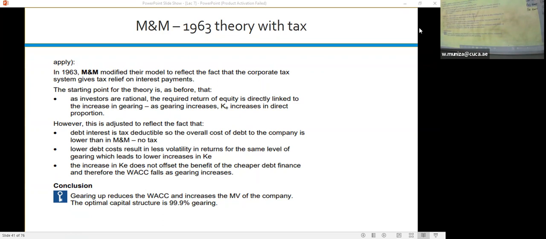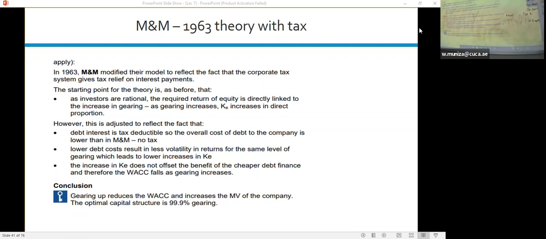Lower debt cost results in less volatility in returns for the same level of gearing, which leads to lower increases in cost of equity. The increase in cost of equity does not offset the benefit of the cheaper debt finance. In the previous theory, they said that the benefit of using more and more gearing is going to be equal to the higher cost of equity, because with more gearing, the cost of equity is going to increase. So that is offsetting each other. But when we include taxation, the benefit is much higher now, so it is not going to offset the cost of equity. So it means that the more debt there is, the more beneficial it will be for the companies. So what is the conclusion then?